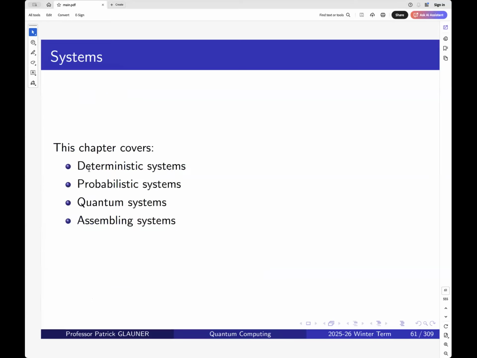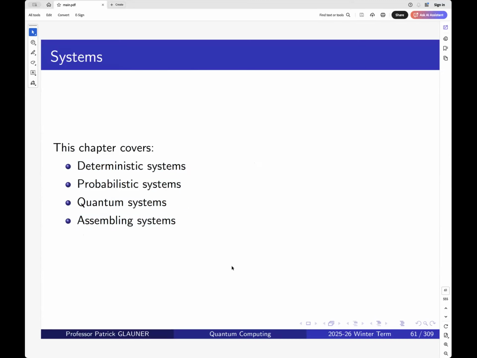Concretely, we will look first into deterministic systems, and then we will move to probabilistic systems, so systems that get more complex. Our goal is actually describing quantum systems, but starting directly with quantum systems is a little bit tricky. So we rather look into probabilistic systems first, and in order to understand probabilistic systems, we need deterministic systems. We'll use plenty of linear algebra for deterministic and probabilistic systems, and then complex linear algebra for quantum systems, and eventually we will see how we can assemble such systems together.